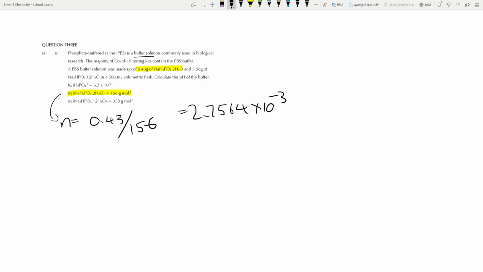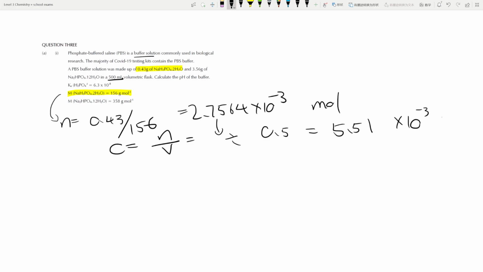Okay. Now I know the mole, I know the volume, so the concentration is going to be, n equals CV. So this is going to be that number divided by 0.5, which is going to be 5.51 times 10 to the power of -3 moles per liter.